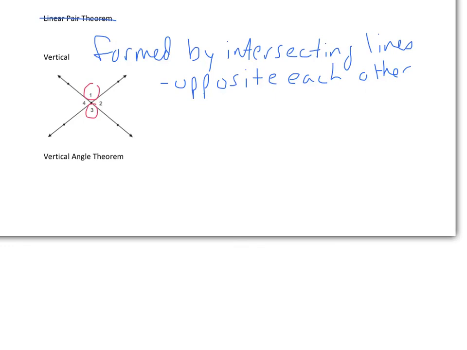So here we would say an example would be angle 1 and angle 3, or angle 4 and angle 2. And they are equal.